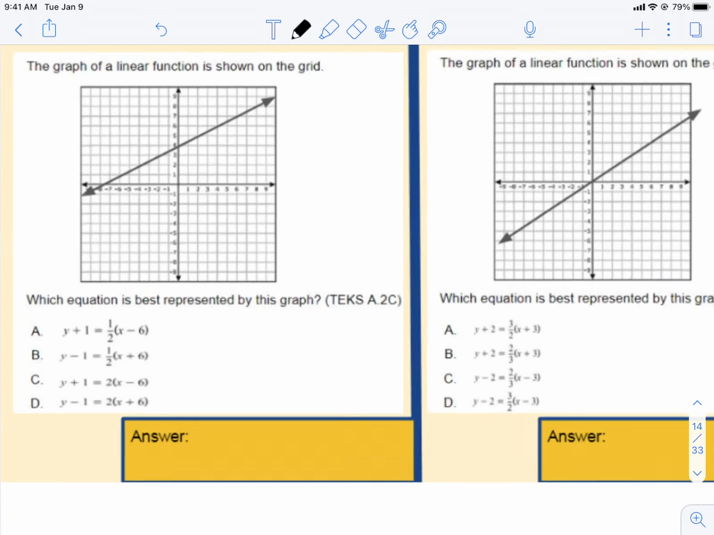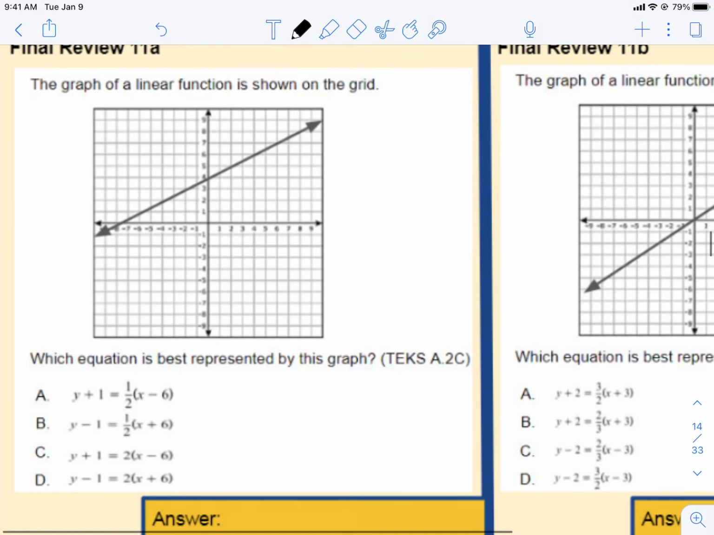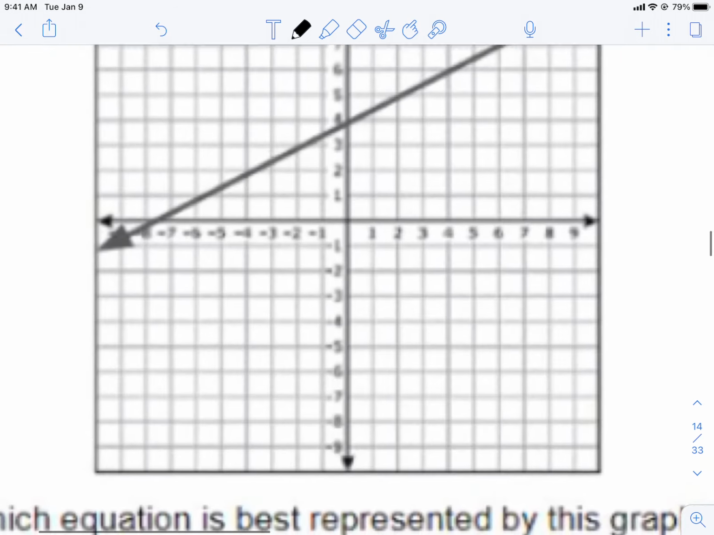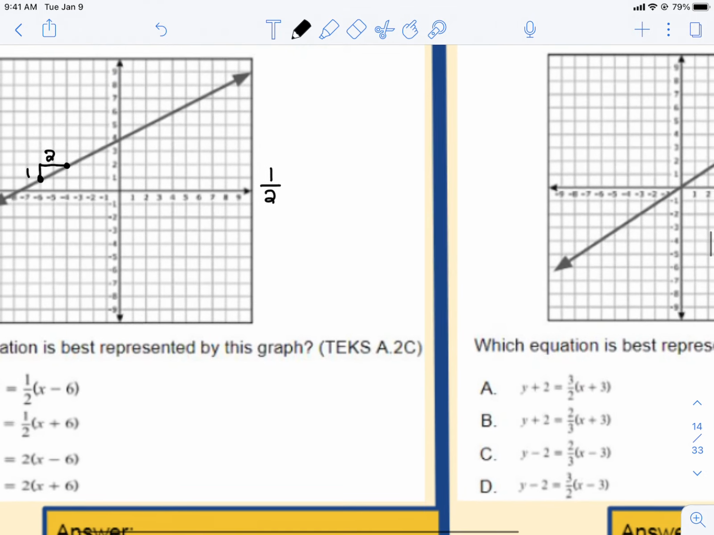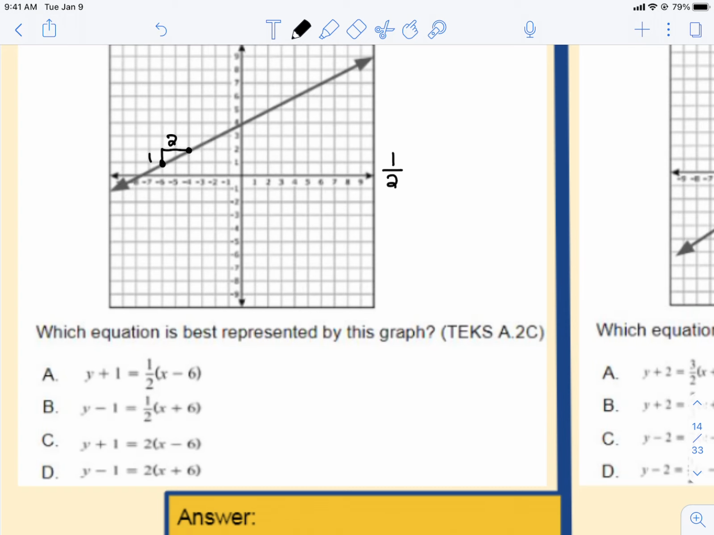The next one, 11a. We need to be able to identify the slope, so let's do that. Looks like I have a point here and a point here. My rise is 1, my run is 2. So rise over run would be 1/2, which eliminates answer choices C and D.